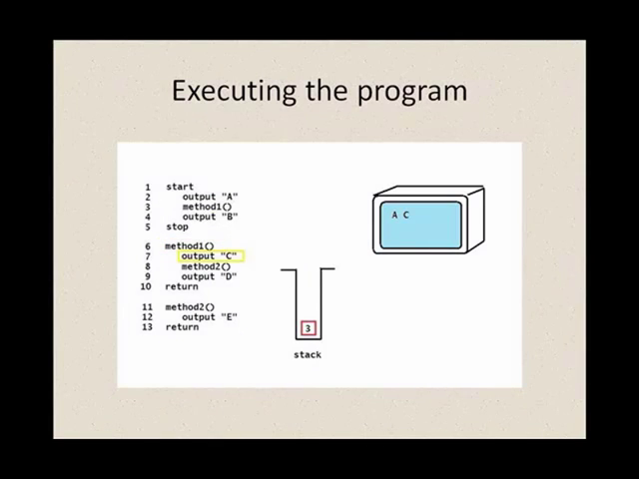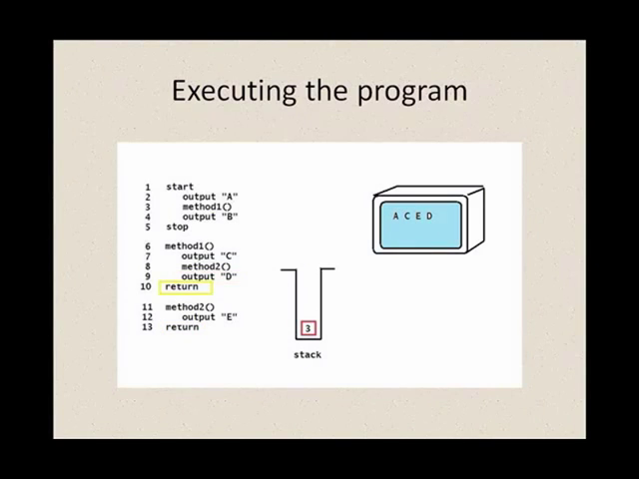We'll output a C and call method 2. But before we leave for method 2, we have to remember to come back here when method 2 is done. So we'll save the 8 in the stack. Then we'll execute method 2, which outputs an E. When you return from method 2, you take the top address in the stack, and it tells you where to go back to. It tells us to go back to the instruction that follows instruction 8. That would be instruction 9, output a D.